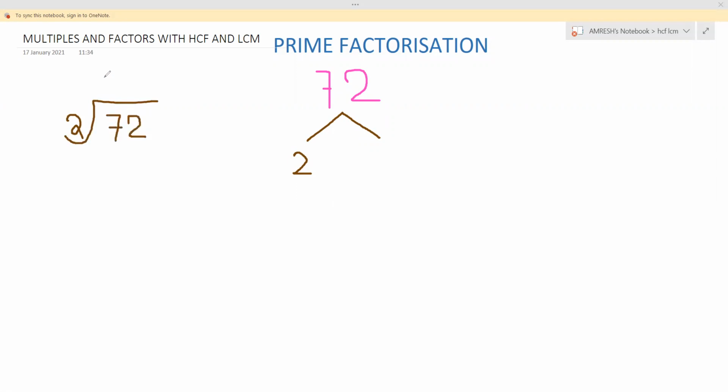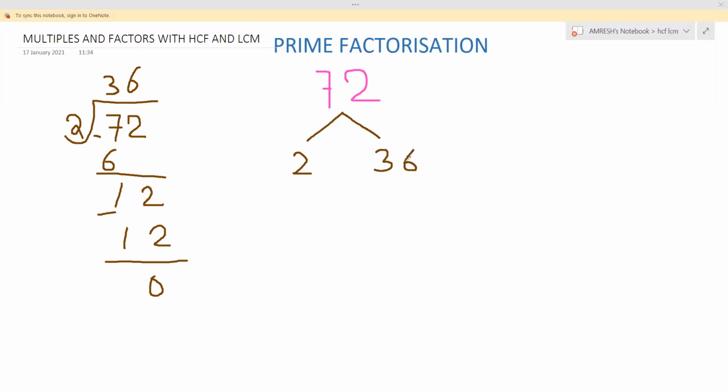72, you give it 3, keep it 6. Okay, 12, 6, 12, 0. Basic division you have to do. Okay, 2 and 36. 36 also it is divisible. I've already told you 36, it is 2 and 18.